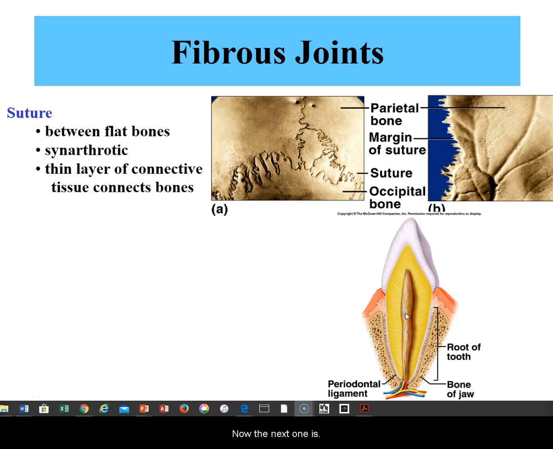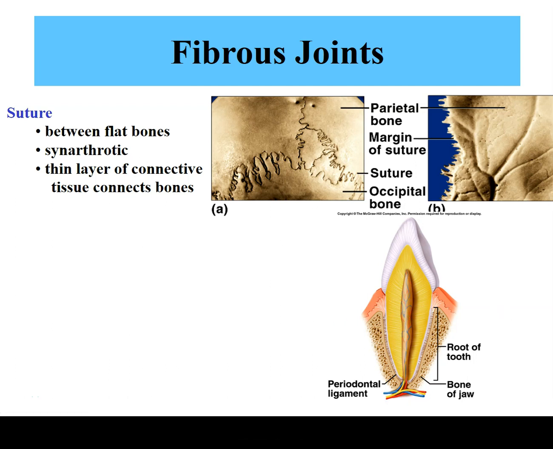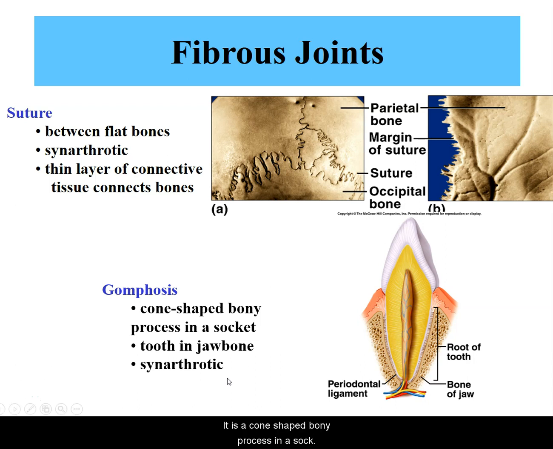Now the next one is a gomphosis. It is a cone-shaped bony process in a socket. It is the tooth and the jawbone, the mandible and maxilla, and hopefully it's synarthrotic or immovable. A peg in a socket.